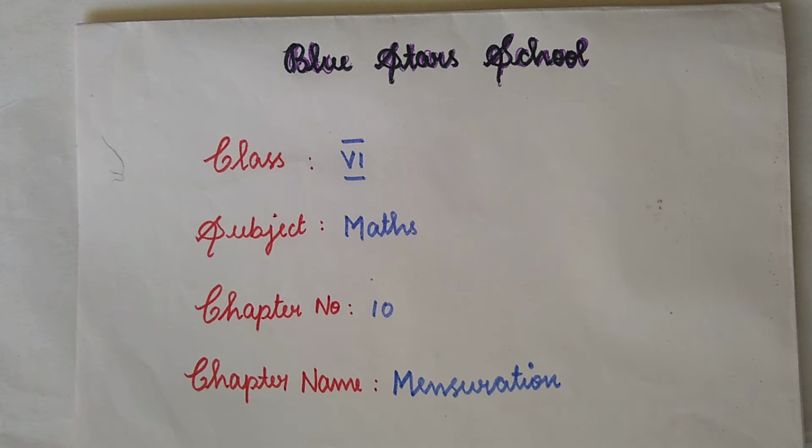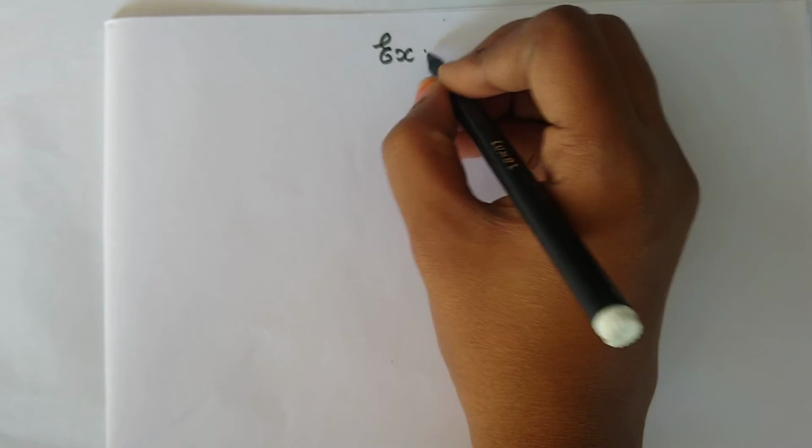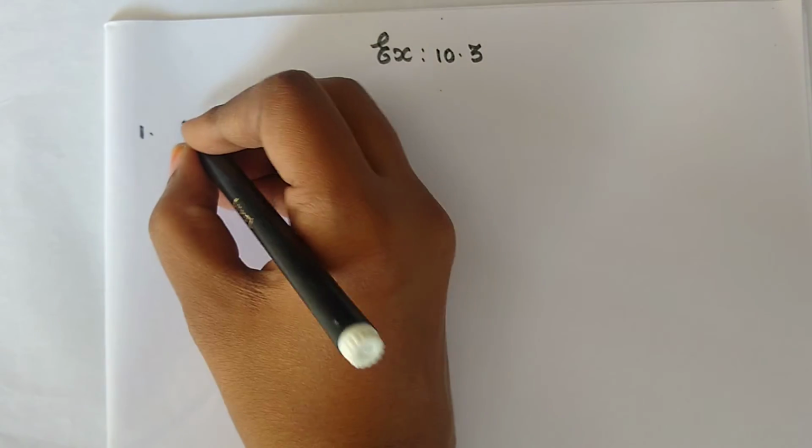Today we are going to see chapter number 10. The chapter name is Mensuration in the 6th Maths NCERT book. In this chapter, today we are going to see exercise number 10.3. Take a new page and write exercise number 10.3.